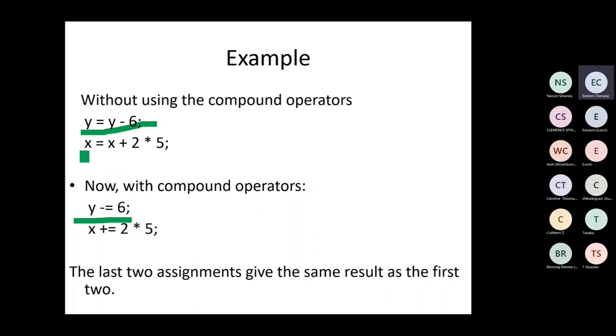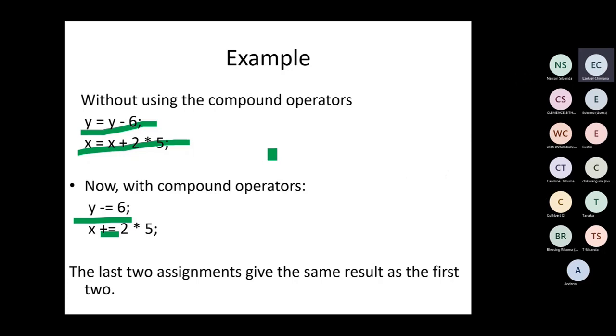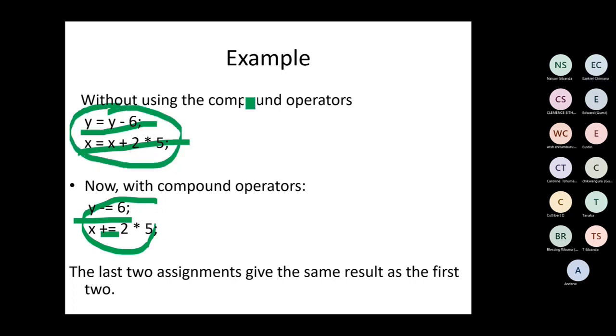Also, we can write this one in shorthand using the compound operator plus with this assignment operator, where you can say x is equal to x plus 2 times 5. I think we have done this before in other programming languages. So the last 2 assignments give the same result as the first 2. These ones will give the same result as this one.